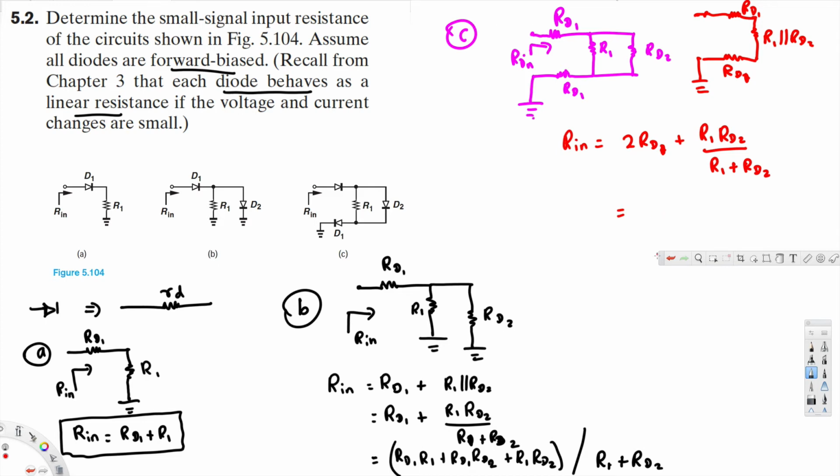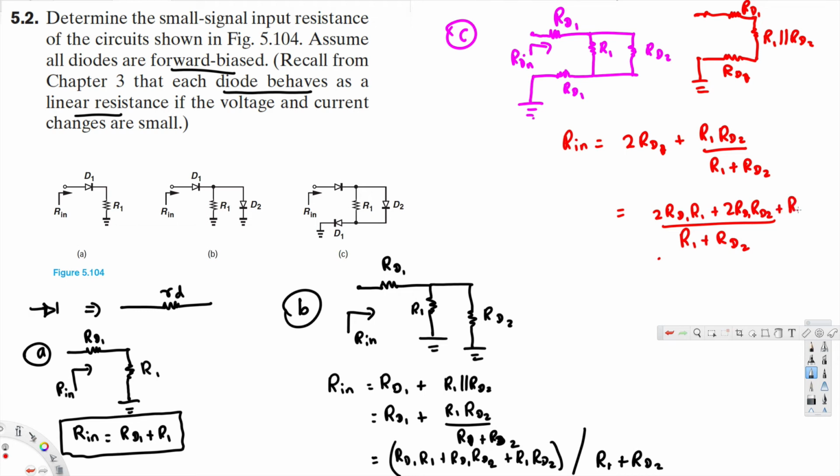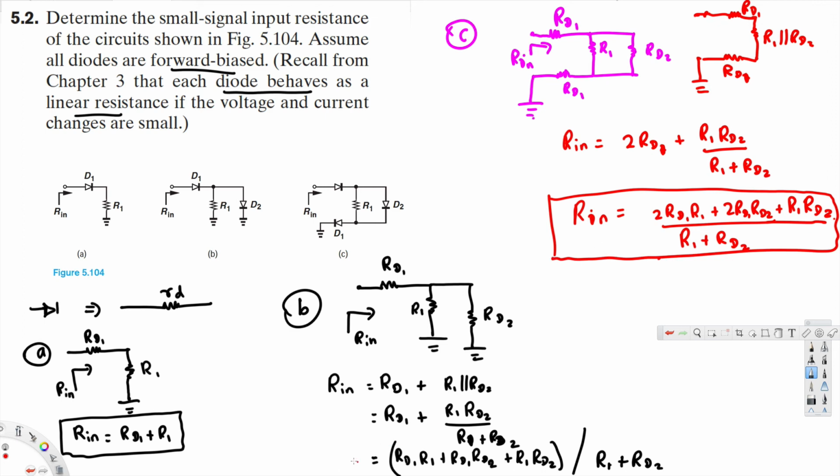Now if we take R1 plus RD2 as a common denominator, this is going to be 2RD1 R1 plus 2RD1 RD2 plus R1 RD2, over R1 plus RD2. This is the final solution. And that's it. This is the solution for the third circuit, Rin.